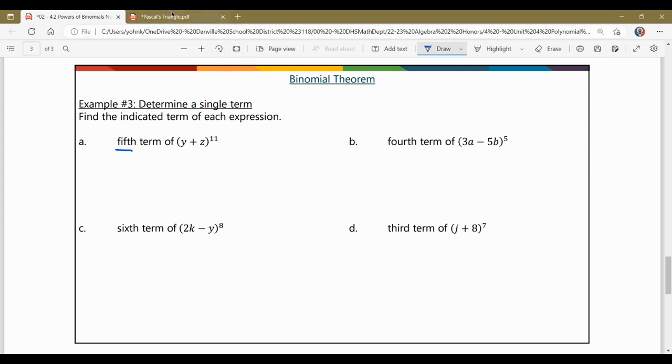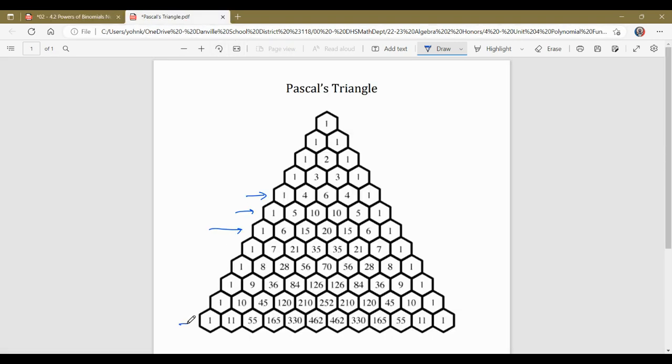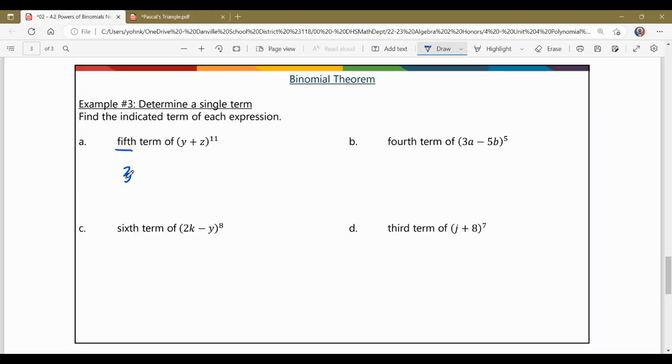Well, first I need to go to the 11th row, which is down here in the bottom. And I want the 5th term. 1, 2, 3, 4, 5 would be 330. So I'm going to put 330. Nope, not 333, 330.